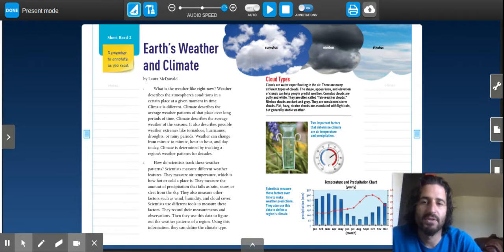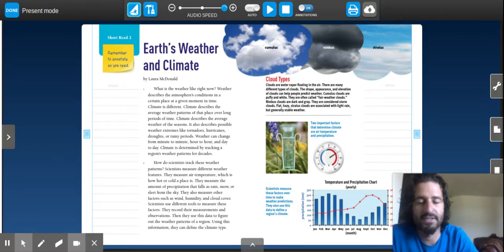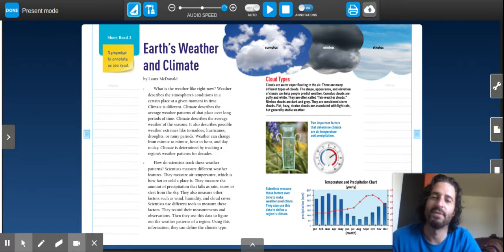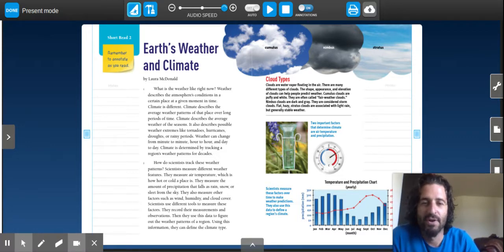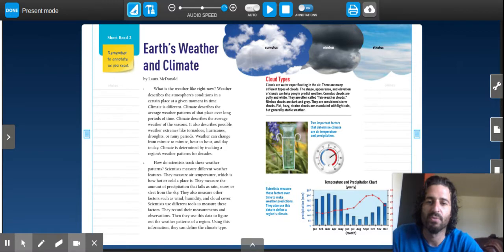So then next you have climate. Climate is different. Climate describes, ding, ding, ding, another context clue right there, describes. So when we see describes, we know the definition is coming. So take out your pen, start writing this down or underline it to know to come back for the definition. Climate describes the average weather patterns of that place over long periods of time.